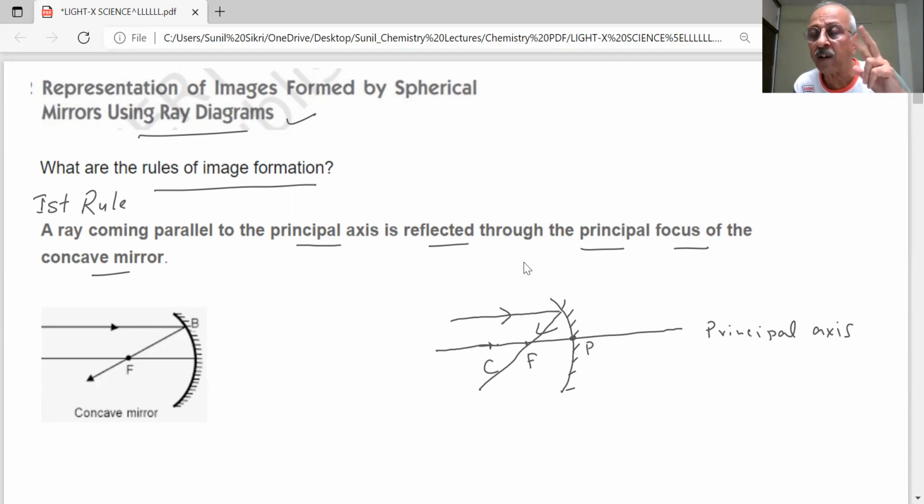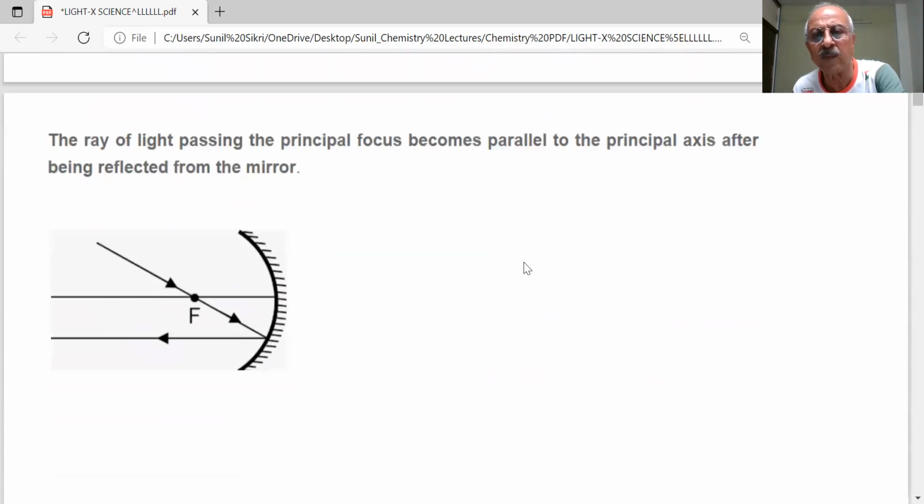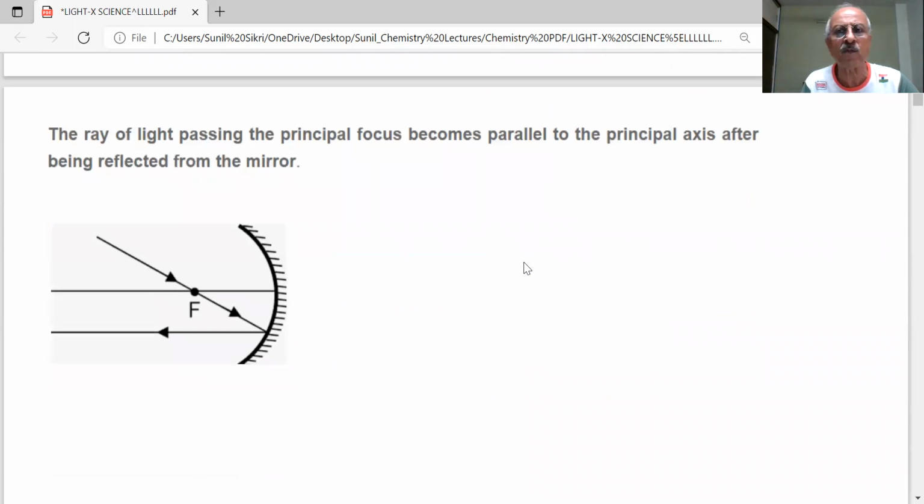Minimum 2 rays are required where they intersect. Then I will get the position of the image. Out of the 4 rules which I am going to tell, I will use 2 rules, whatever are the best for me to draw the ray diagrams. First rule is clear, students. Note down, and you can draw it. First rule is done for the concave mirror. Similar rules are there for convex mirror also when we come.